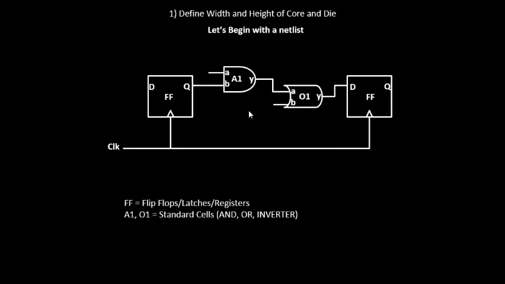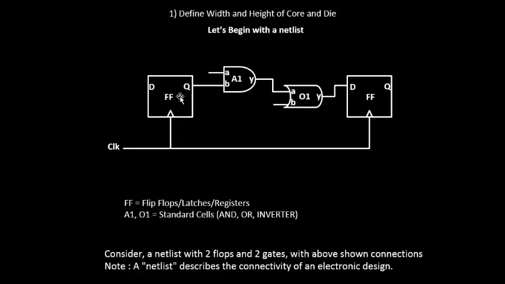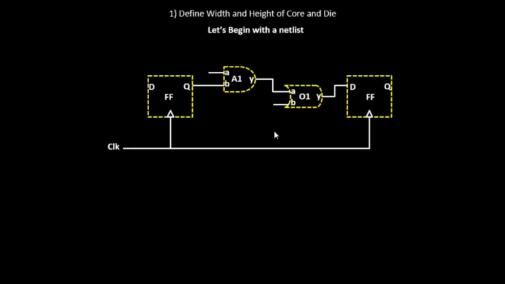So this is the basic netlist that we have, with some connectivity. A1 and O1 are your AND gate and OR gate, and they fall under the class of standard cells. Flip-flop 1 and flip-flop 2 fall under the class of registers or flip-flops. A netlist basically defines the connectivity between all the components. While defining the dimensions of the chip, we are mostly dependent on the dimensions of the logic gates sitting over here.